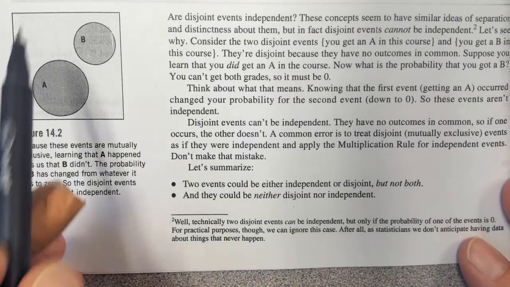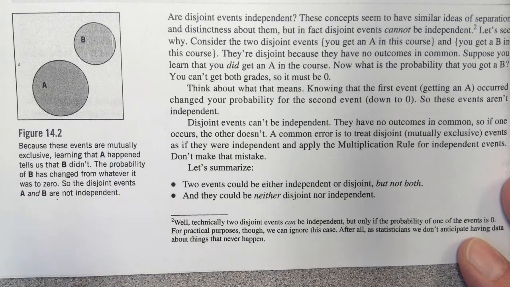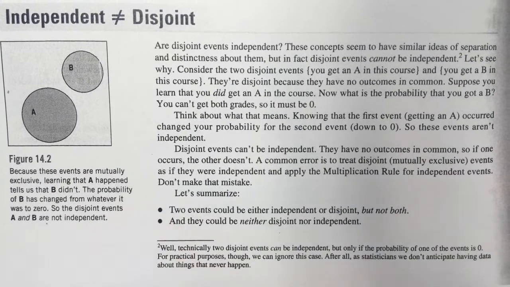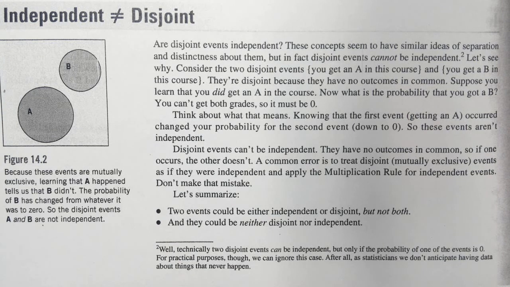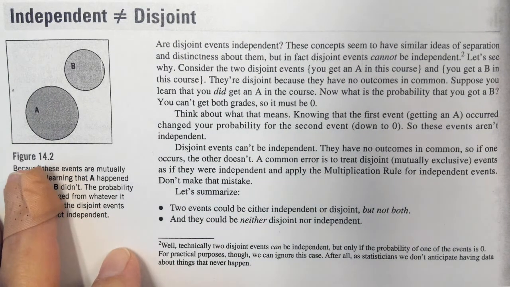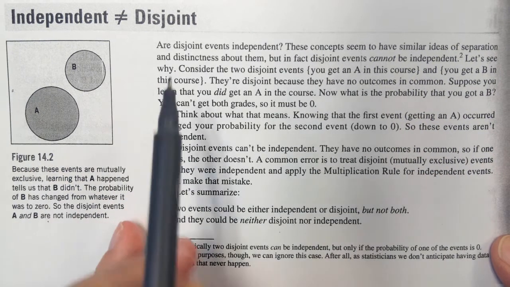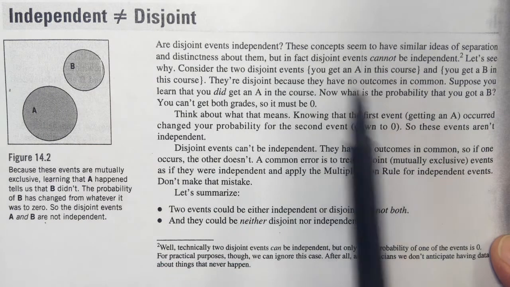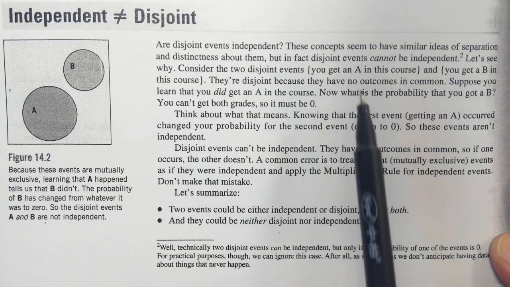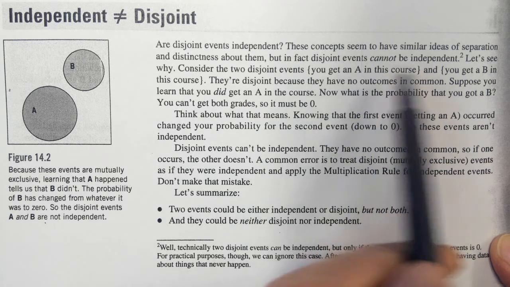So here's our picture of disjoint events. A and B do not overlap. They do not have any common outcomes. And this is a little snippet in the textbook about the fact that independent is not equal to disjoint. And being the experts, the authors of the textbook say it better than I do. So we're going to take a look at what they say. Are disjoint events independent? These concepts seem to have similar ideas of separation and distinctness about them, but in fact disjoint events cannot be independent.